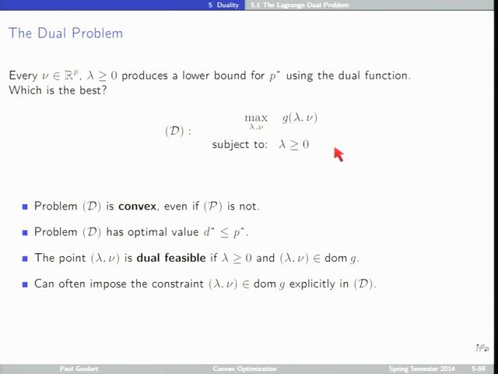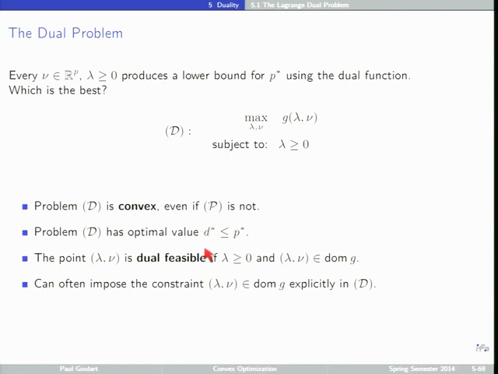And I know that the optimal value for it, which I'll call D star, should always be less than P star. I know that because for every lambda and nu, this function is less than P star. So the biggest amongst all of those bounds should also be less than P star. It'll just be the best lower bound.